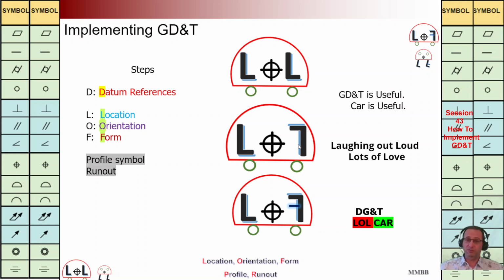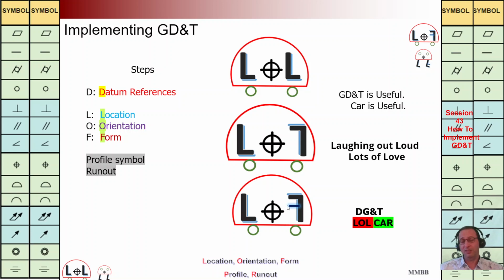GD&T is useful. Car is useful. That's why I'm going to say GD&T can be represented by LOL car. This LOL car is here in the middle at top. We can see this LOL is inside this car: location, orientation. The last L can be in this form. In the middle we can see here. At the bottom, if I add this line here, it becomes location, orientation, and form.